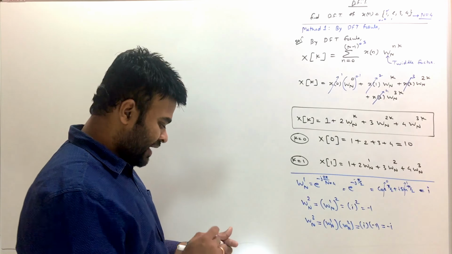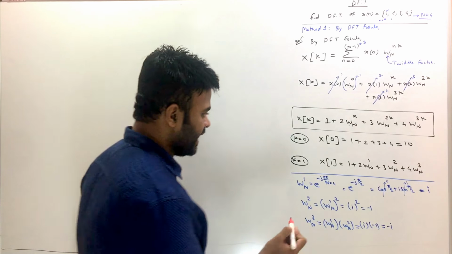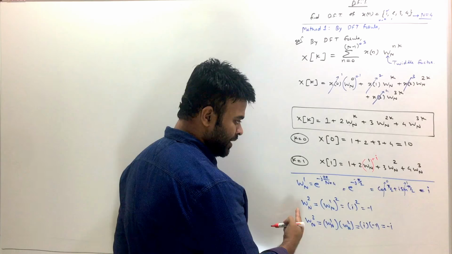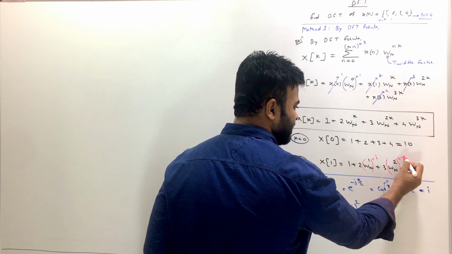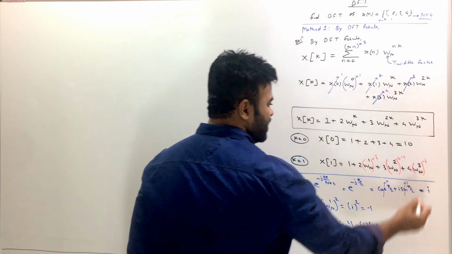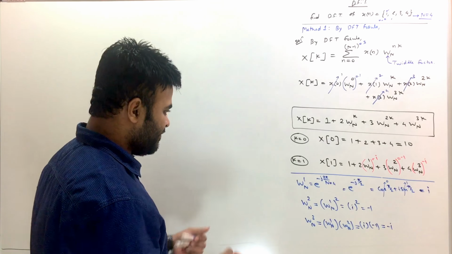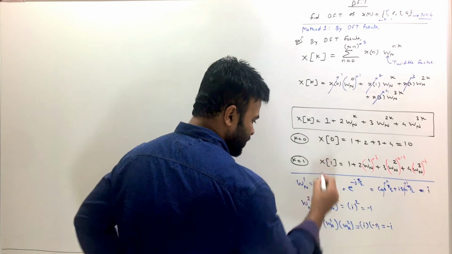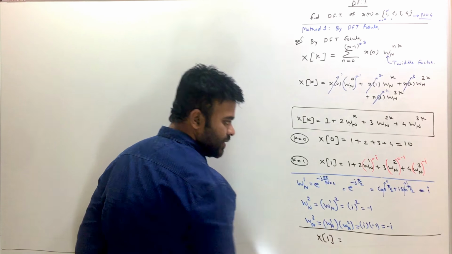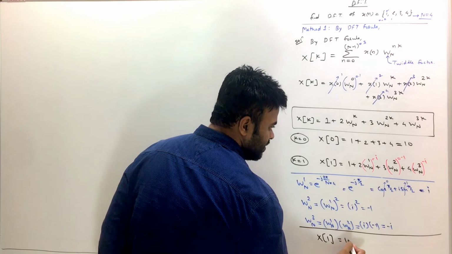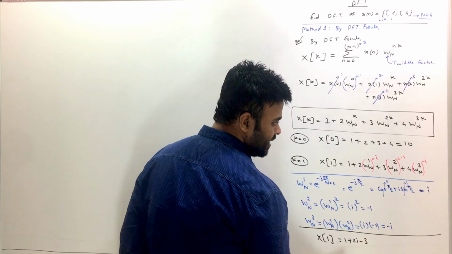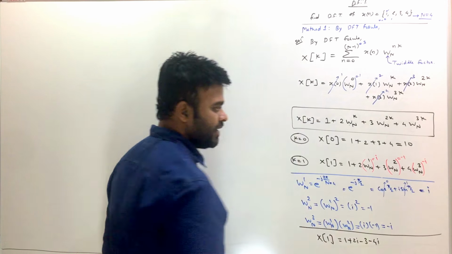So we have all the values. wn raised to 1 is i, wn raised to 2 is minus 1, and wn raised to 3 is minus i. From putting all these values back in, you will get x1 is equal to 1 plus 2i minus 3 minus 4i.